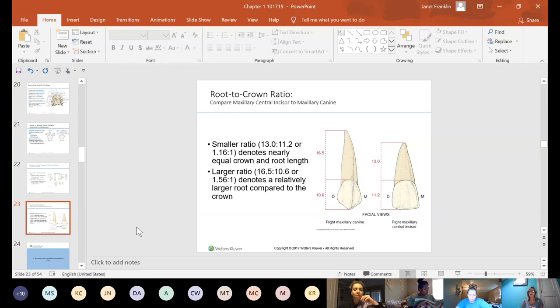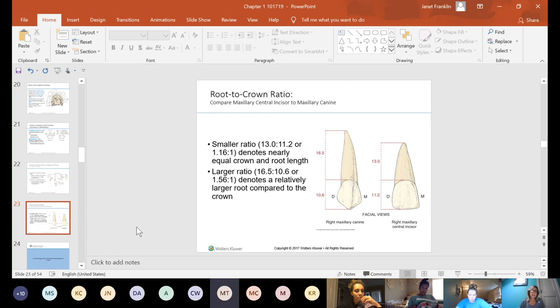For purposes of the class, just know that there is a root to crown ratio, and that the larger ratio denotes a relatively larger root compared to the crown. We're not actually going to calculate.